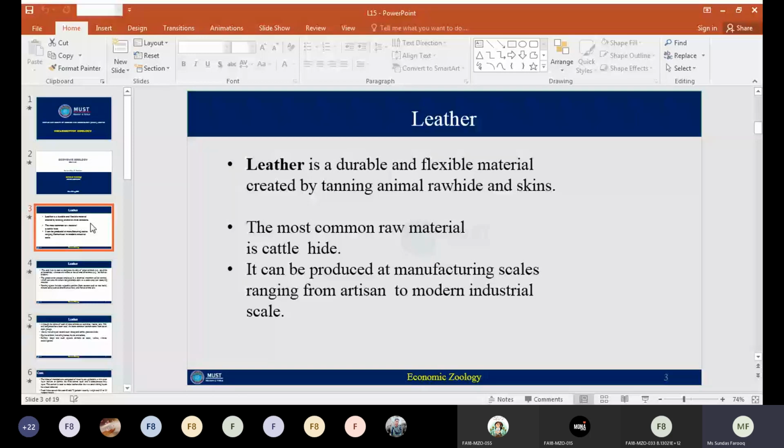It is a product that is produced at manufacturing scales ranging from artisan to the modern industrial scale. It means leather is a kind of material, a kind of product that can have several manufacturing scales. It can range from the grassroots level up to the industrial level. We can produce leather via different ways.